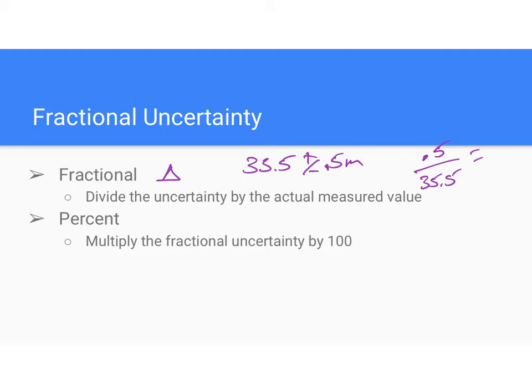Now, to get the percent uncertainty, and this is not percent error, this is a different measurement than percent error, we're going to multiply the fractional uncertainty by 100. Okay, so those are two different ways we can express this.